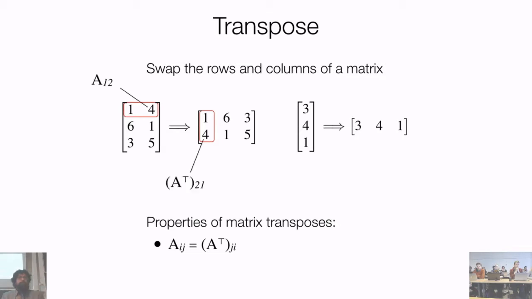And we see this as follows. So A12 equals 4, and similarly, A transpose 21 equals 4. Second, if A is n times m, then A transpose is m times n. For example, in the matrix examples here, the 3 by 2 matrix, when transposed, becomes a 2 by 3 matrix. And similarly, the 3 by 1 vector becomes a 1 by 3 vector. Both of these properties follow directly from the definition of a transpose.